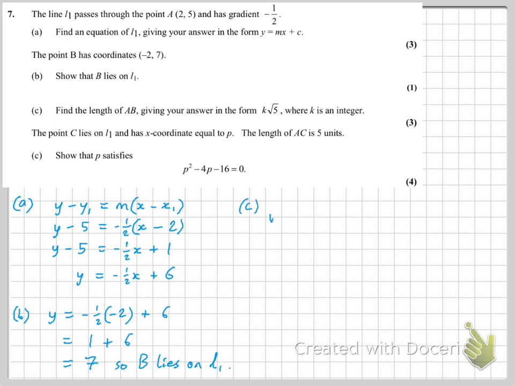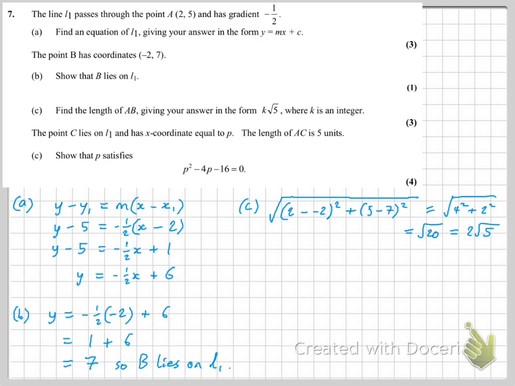Now let's look at part C. Find the length AB. Well, we know A is 2,5. B is minus 2,7. We've just got to find the distance. We're using the Pythagorean distance formula. The difference between the x-coordinates of those 2 points, A and B, squared, plus the difference between the y-coordinates of those 2 points, squared, gives us 4 squared plus 2 squared, all square rooted, which is root 20, which is, of course, 2 root 5. Again, if you don't get some number of root 5s, you know you've made a mistake because the question tells you what form to expect your answer in, k root 5.